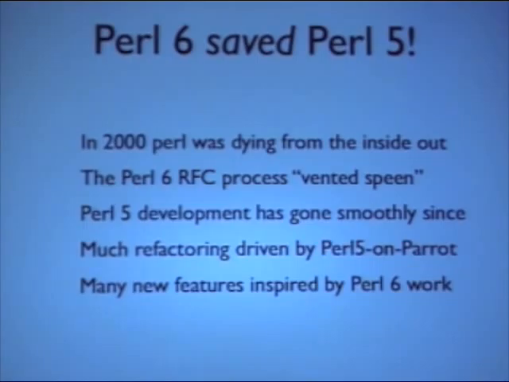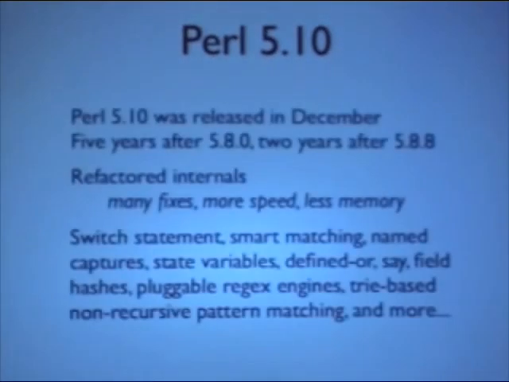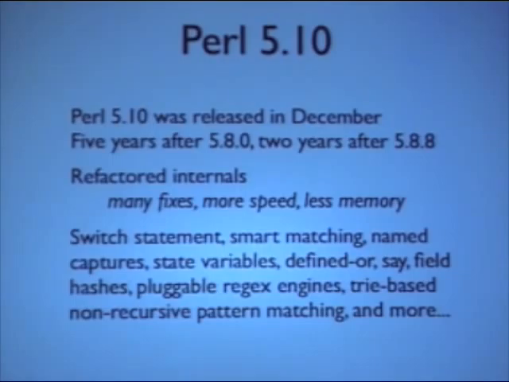Since then, as Perl 6 and Parrot have matured, there's been much refactoring driven by the goal of putting Perl 5 to run on Parrot, the Parrot virtual machine. And many new features have been added inspired by the Perl 6 work. So now we have Perl 5.10, released last December, 5 years after 5.8 and 2 years after 5.8.8. Perl follows the odd-even convention, so Perl 5.9 was the development releases building up to Perl 5.10.